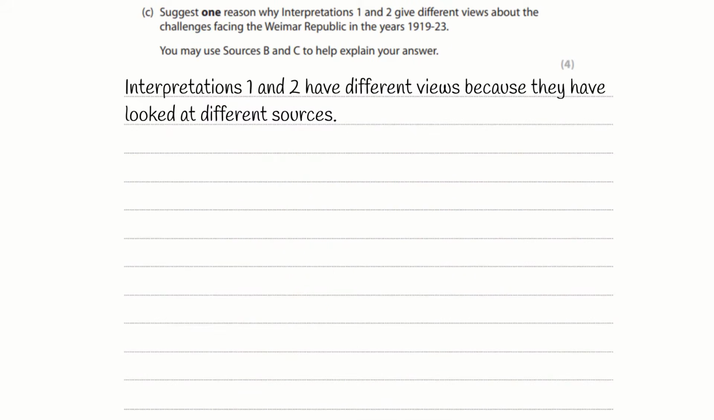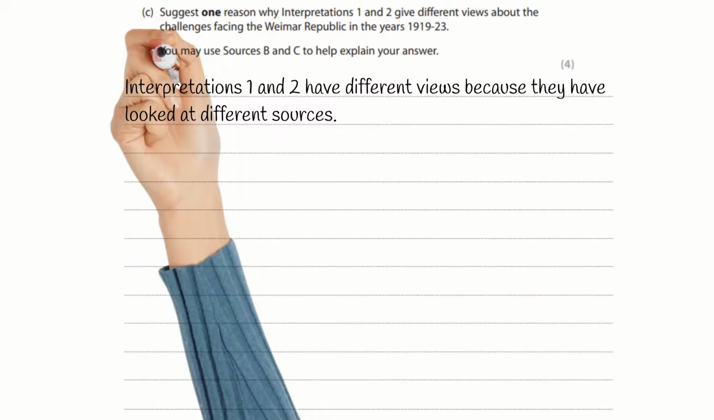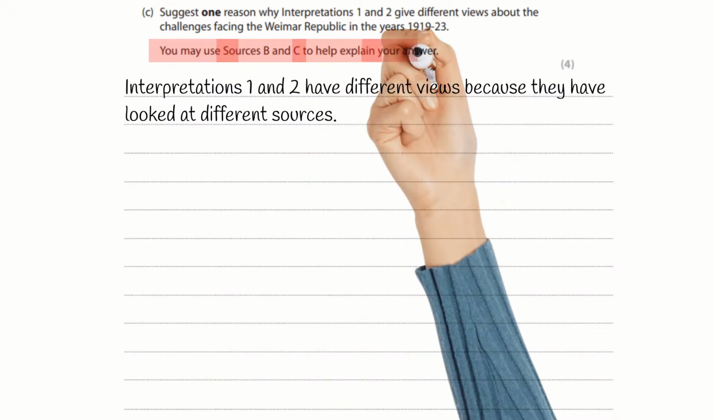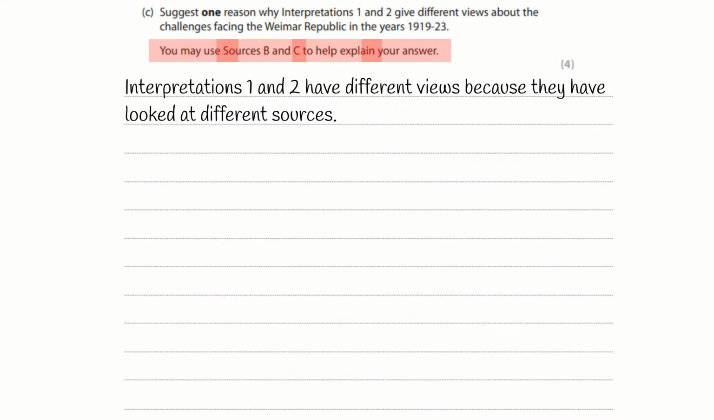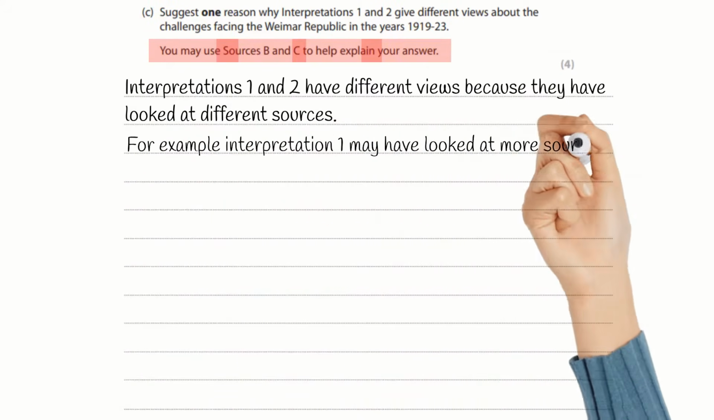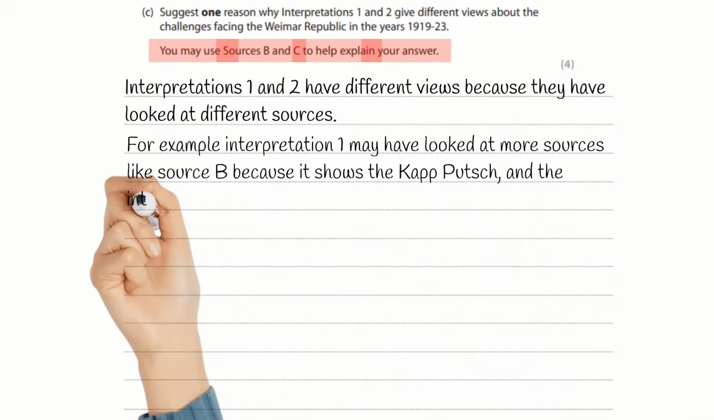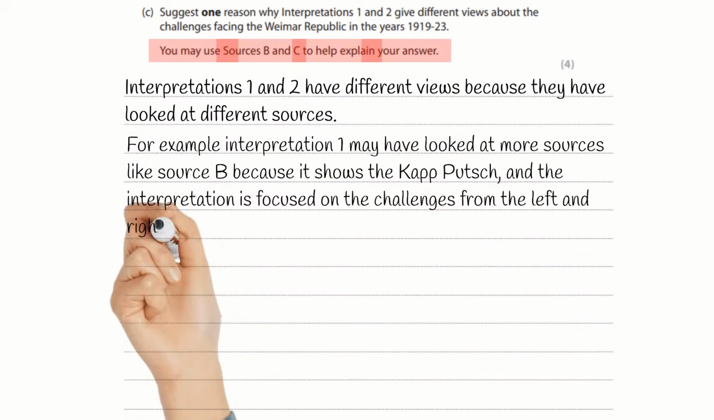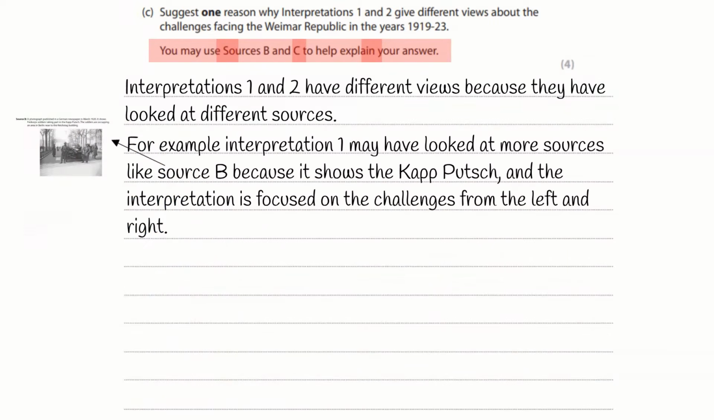This is easy. If we refer back to the question, we note that it tells us we may use sources B and C. So all we're going to do is link the interpretation to the correct source and explain it. I've written, for example, interpretation 1 may have looked at more sources like source B because it shows the Kapp Putsch, and the interpretation is focused on the challenges from the left and right. You can see I've linked the source and the interpretation and briefly explained the link.